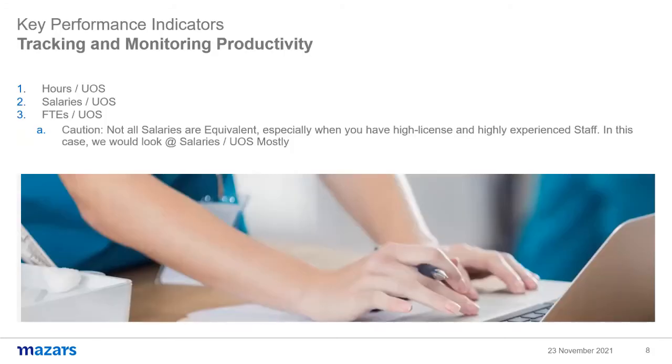So what does this all mean? How can we use this to determine the success of a department? If we look at our key performance indicators, or KPIs, it's a great way to track and monitor productivity. The 3 examples I'll give here are hours per unit of service, salaries per unit of service, and FTEs per unit of service.